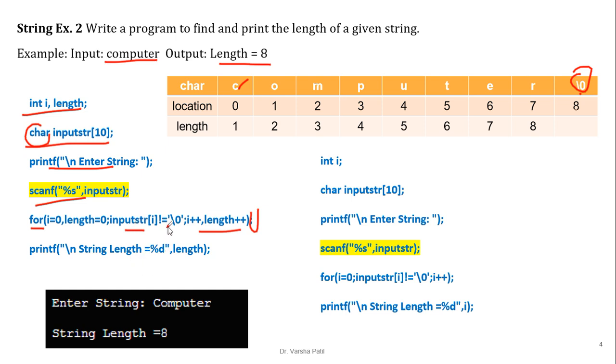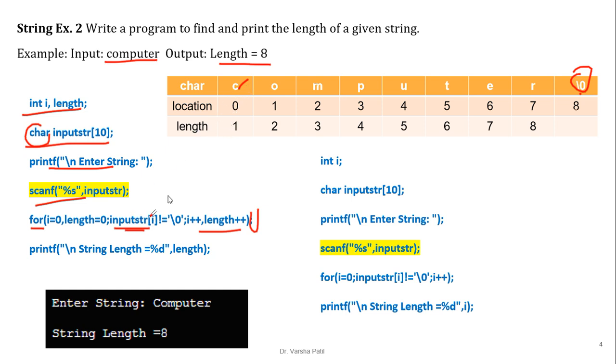And when this character comes, our condition becomes fail, because here what is written is: continue unless and until input string of I is not equal to null, and when it becomes null, the condition becomes fail. What we are doing is I plus plus and length plus plus. Now see, initially it will start with I equal to 0. What is the input at the 0th location? C.